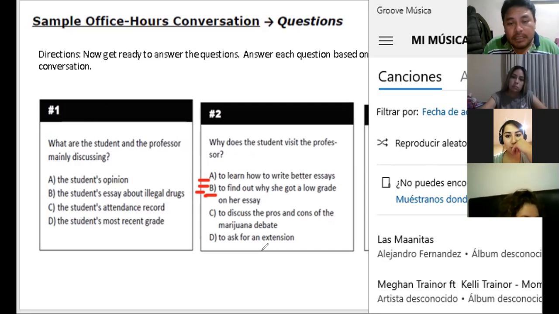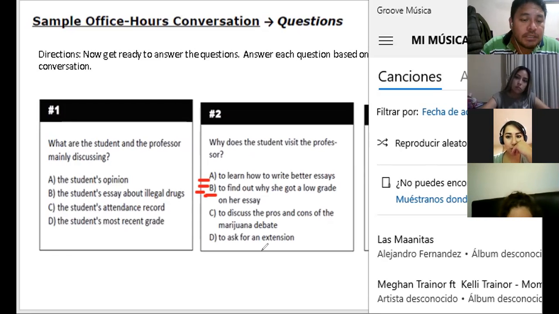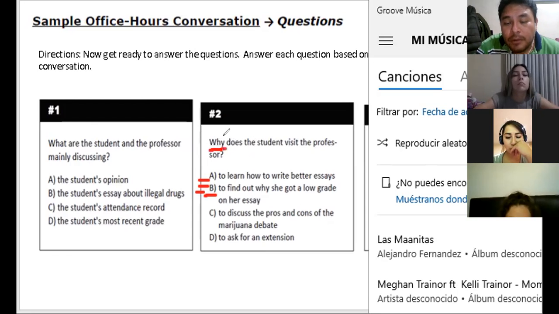So the main purpose of that is to ask an extension. Now, to find out why she got a low grade on her essay, it was the first question of that, giving, oh, why I didn't get an A on my essay. It was the first question only, okay? But the main reason is to ask an extension, okay?